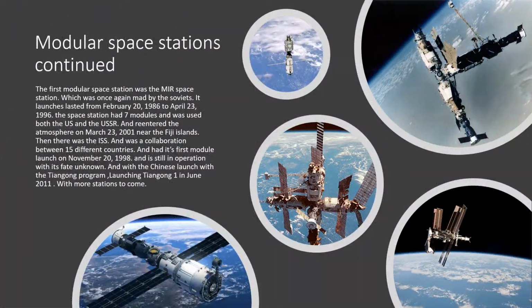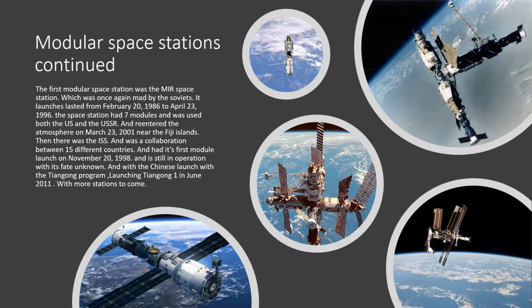The first modular space station was the Mir space station, which was once again made by the Soviets, and had its modules launching from February 20th, 1986 to April 23rd, 1996. The station had in total 7 different modules, each with its own unique purpose, and was used both by the US and the Soviet Union, and was re-entered into the atmosphere on March 23rd, 2001, near the Fiji Islands.